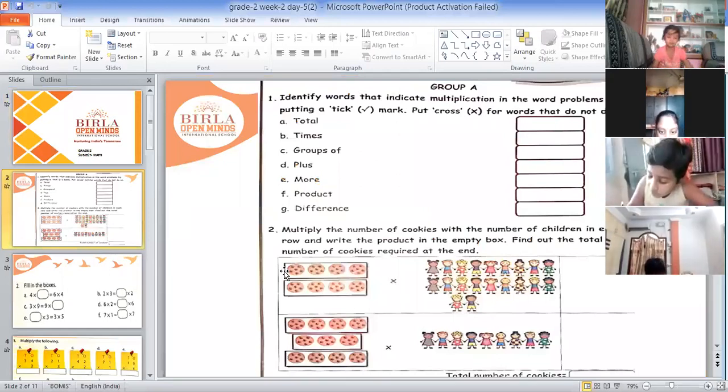Again, I'm repeating, this is page number 11 of your math course book. Open that page, write date and class work.